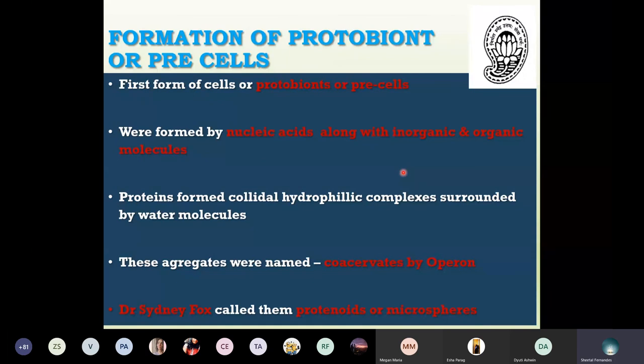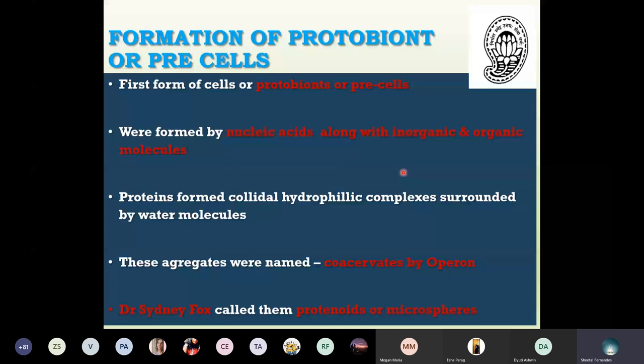They were formed by nucleic acids aur usme kya tha? Organic or inorganic molecules. Yani pre-cell matlab kya? Ek aisa cell jisme nucleic acid maine dal diya, jisme inorganic molecule maine dal diya aur organic molecule bhi dal diya. Ye tino cheezon se ek pre-cell formed ho gaya.